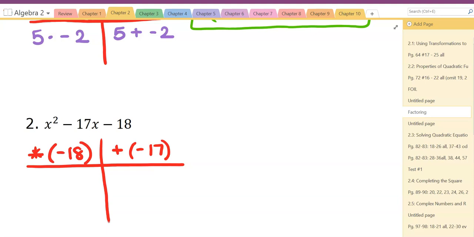So start thinking about your factors of 18. Since we've got negatives here, we're probably, again, going to have one negative, one positive number, so that when I multiply, I get a negative answer. Anyone think they know what the factors might be?